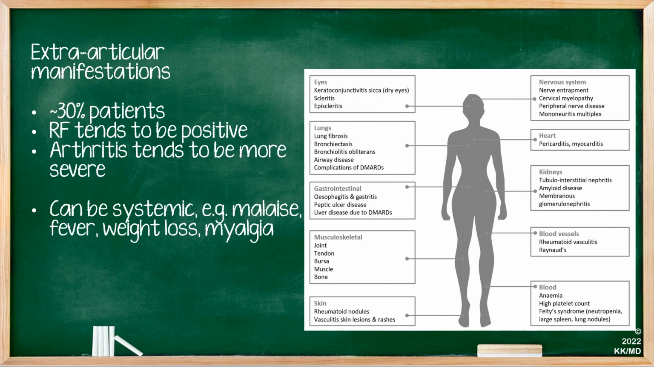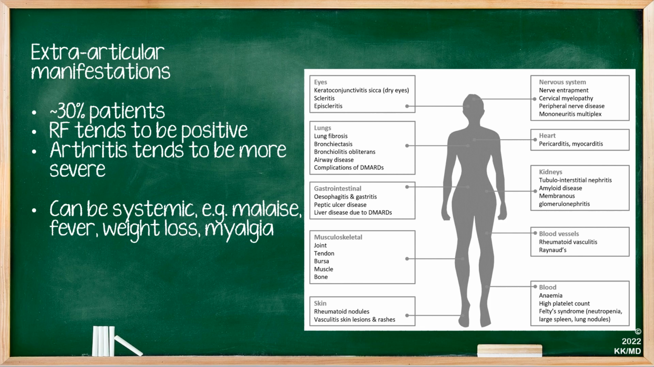We have talked about extra-articular manifestations, and in these patients rheumatoid factor does tend to be positive, and extra-articular manifestations can affect approximately 30% of patients. The arthritis does tend to be more severe as well. As we can see from the diagram, extra-articular manifestations can affect pretty much every organ system of the body.